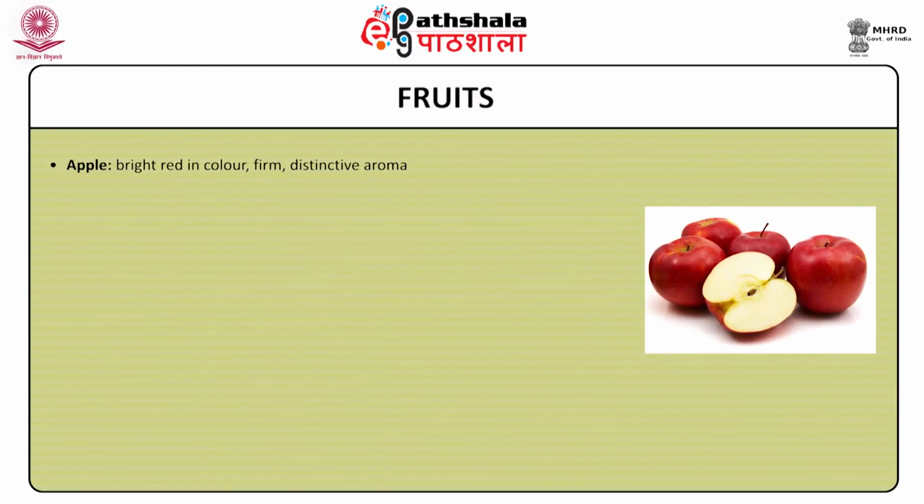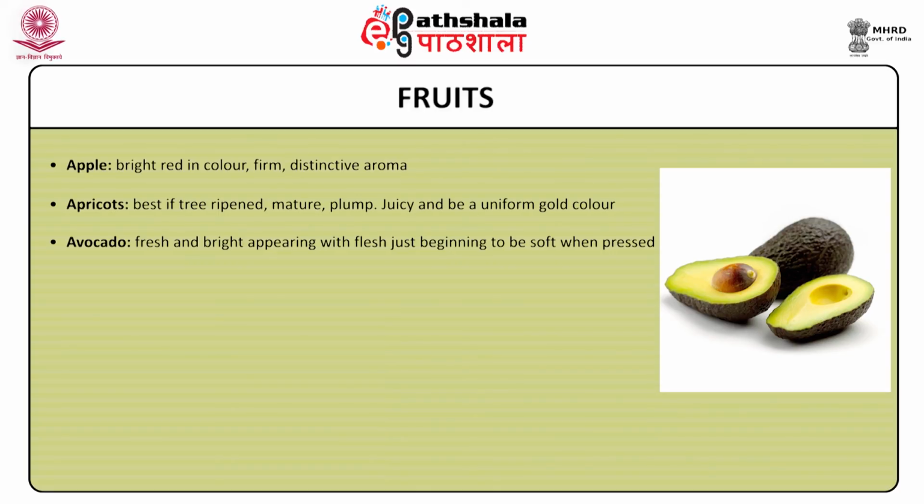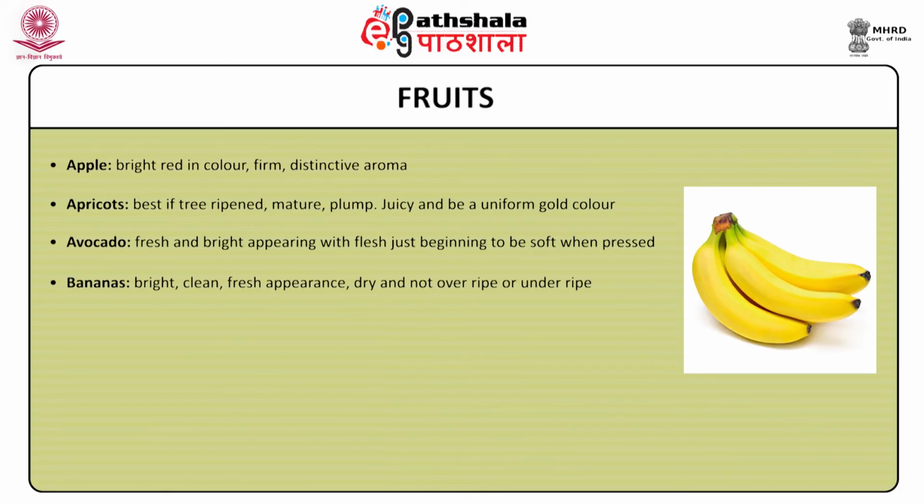The purchasing characteristics of some commonly used fruits in food service institutions are: Apple, bright red in color, firm, distinctive aroma. Apricots, best if tree ripened, mature, plump, juicy and a uniform gold color. Avocado, fresh and bright appearing, with flesh just beginning to be soft when pressed. Bananas, bright, clean, fresh appearance, dry and not overripe or underripe.